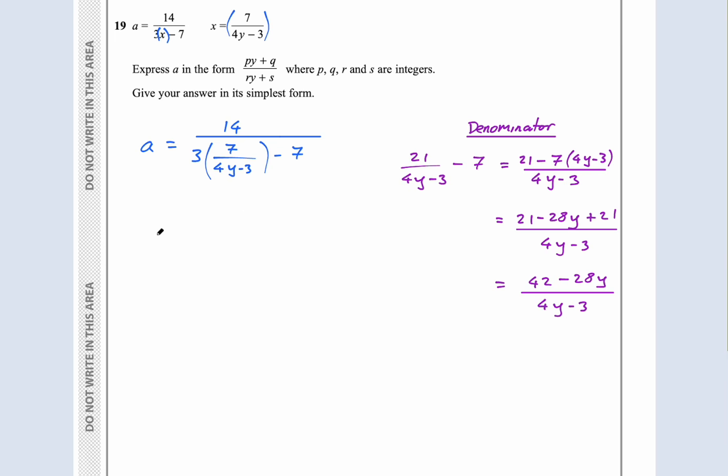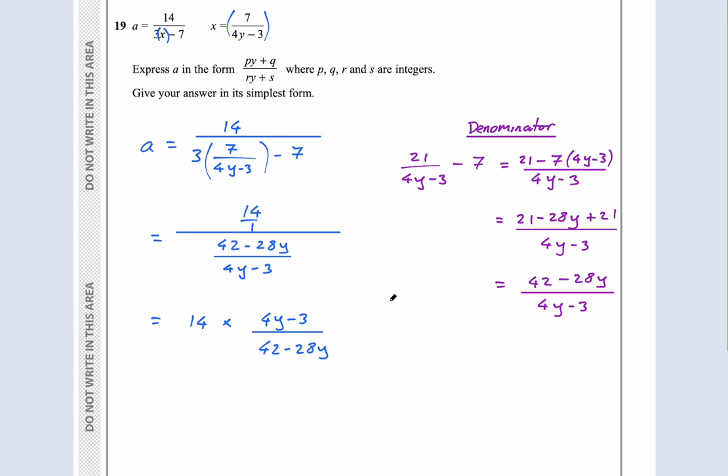Okay, now that means that this is equal to 14 over, and I have a big fraction sign here, guys, it's 14 divided by 42 minus 28y over 4y minus 3. So it's 14 divided by that. Now, if you recall, guys, how to divide fractions, you can think of this 14, if you want, as 14 over 1. So to divide fractions, we keep the first one, we change it to multiply, and we flip this one upside down. So this becomes 4y minus 3 over 42 minus 28y, like this.